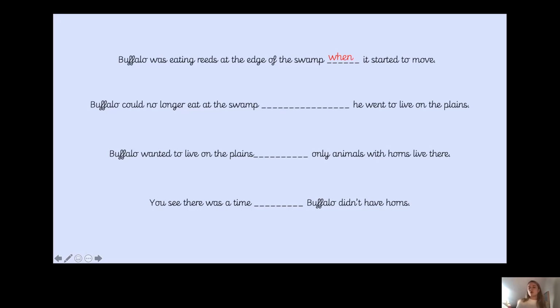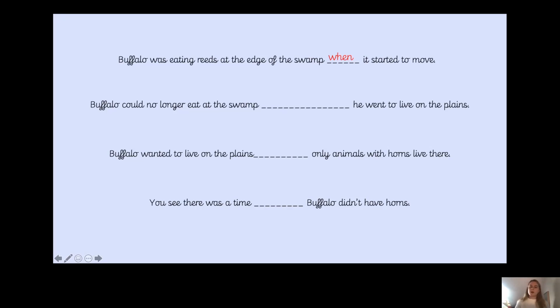Now you can also use but here. Buffalo was eating reeds at the edge of the swamp, but it started to move. Okay, so we've got that change there. We've got him happily eating, but then something different happened, which meant then he couldn't eat. So those are contrasting. Okay, so you can have both of those there.